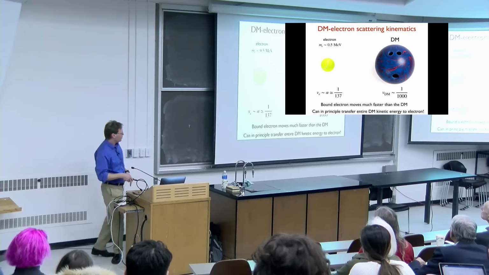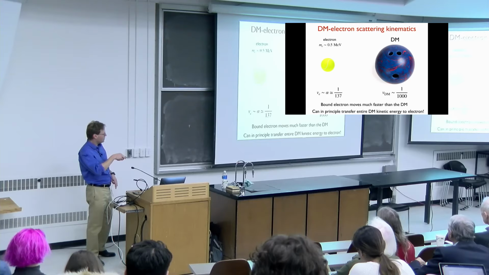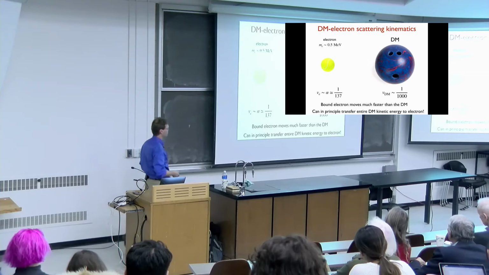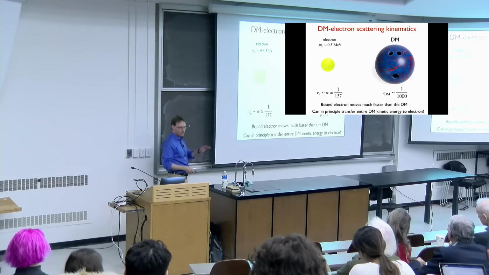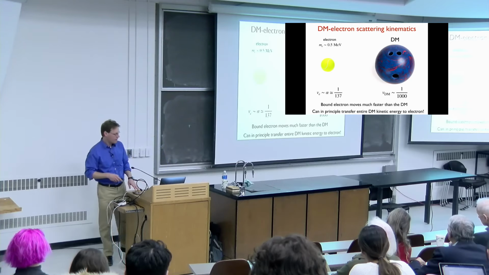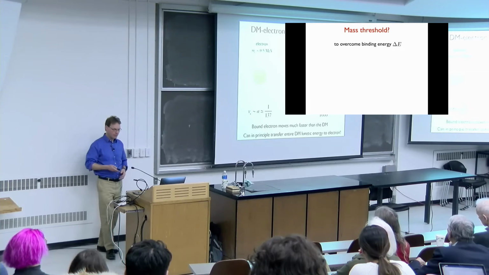So it turns out that you can principally transfer the entire dark matter kinetic energy to the electron, rather than just transferring some tiny fraction of it when you hit the recoiling nucleus. So the kinematics is very different, and in particular that allows you to probe much lower masses. Now, how low in mass can you go, and what kind of target materials do you want to look at?